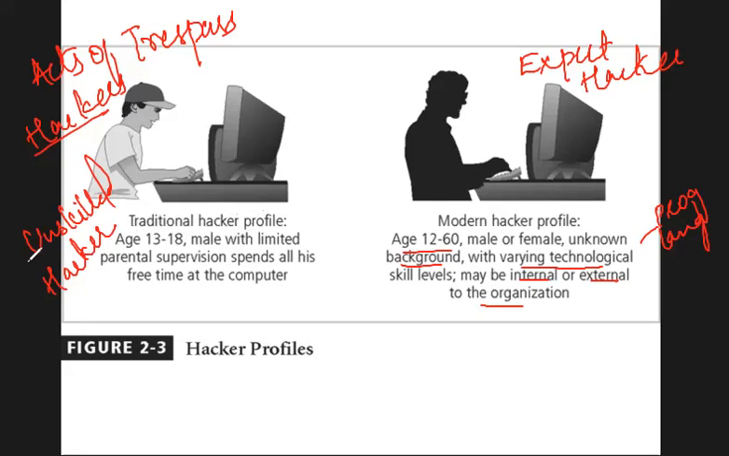Then the next one is the unskilled hacker. These unskilled hackers can be from the age of 13 to 18. These people are with limited parental supervision. That is, they spend more time on the internet. The expert hackers might also create some programs that are used to hack. So this unskilled hacker might make use of the programs that are made by these expert hackers, and might use them for hacking computers.